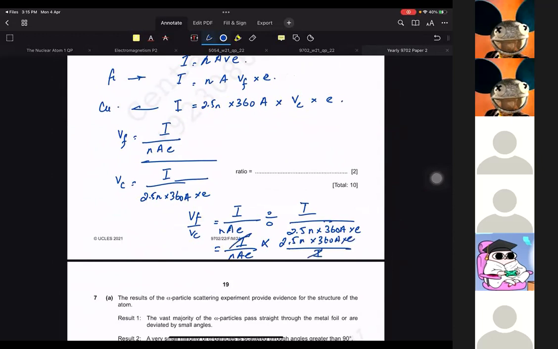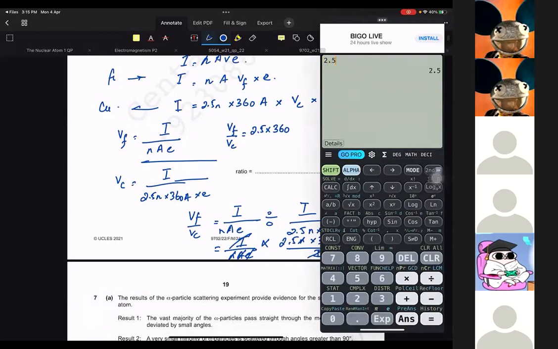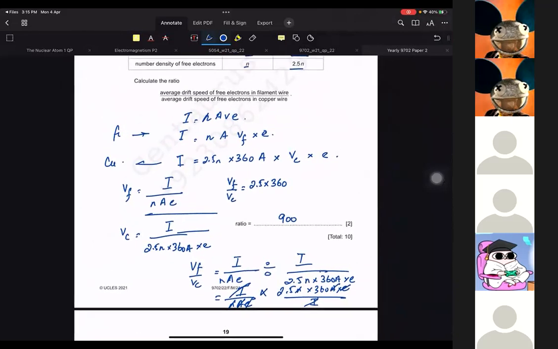I and I cancel out. N and N cancel out, A and A cancel out, E and E cancel out. So ultimately, you are left with VF over VC as 2.5 times 360. So that would be 2.5 times 360. That is 900. So that would be it. If you have any questions, please let me know.